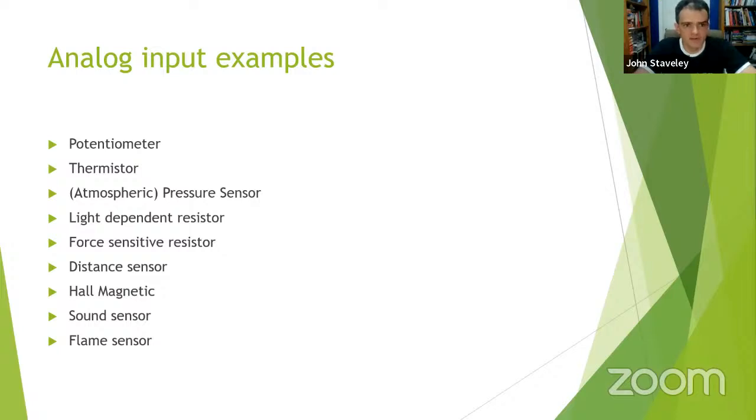So, a couple of analog input examples. A potentiometer, which is like a volume control, a thermistor, which is a temperature sensor, a pressure sensor, a light dependent resistor, a force sensitive resistor, so basically a burglar pressure pad, and a distance sensor. This is something like on the back of your car that detects whether you're going to reverse into someone and bleeps at you furiously when you're about to, or even if you're far away. Also a magnet sensor, a sound sensor, and a flame sensor.